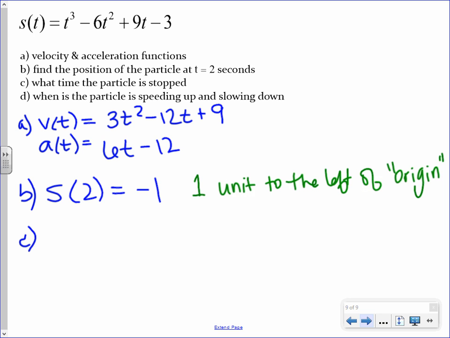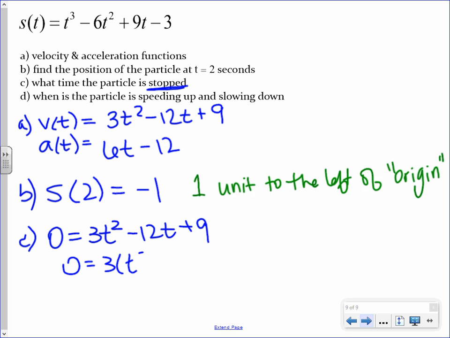If I'm asking for stopped, okay, stopped deals with speed, or velocity, I guess we should say, but it doesn't deal with position, it deals with velocity. So we need to know when our velocity function is 0. Okay. So this should happen at time is 1 and time is 3.